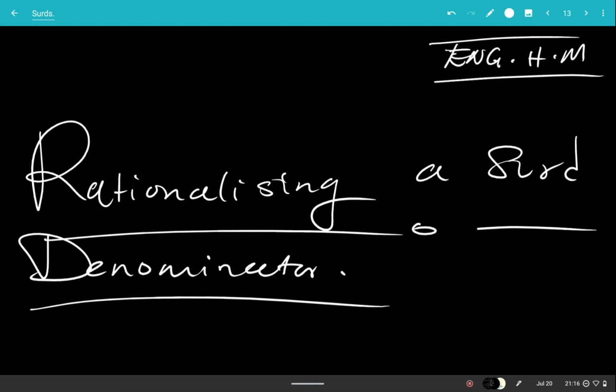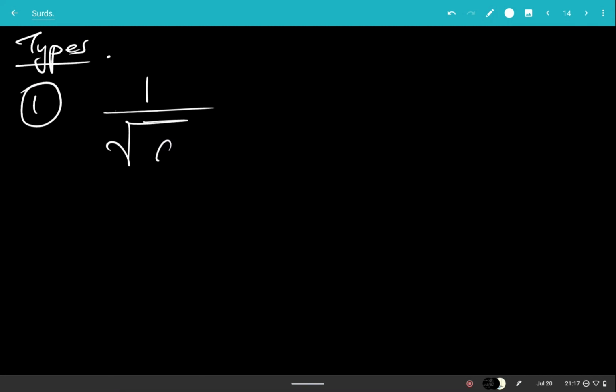Now let's look at the types that we have. So the first type is where we have this case. We might have 1 over the root of A, where A is a member of all real numbers. So let me just say where A should not be negative. Yeah, that would make more sense. A should not be negative.